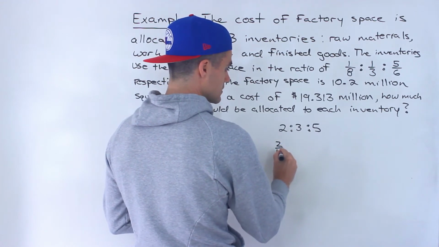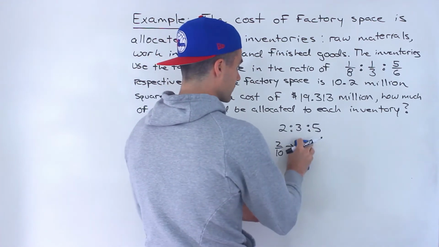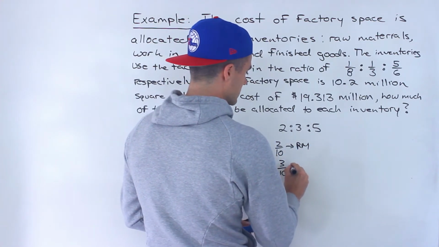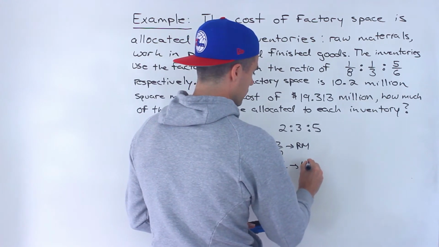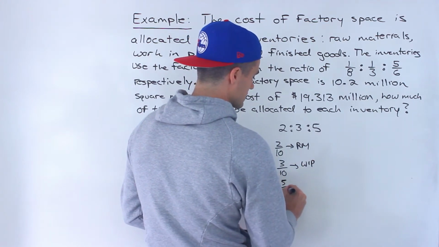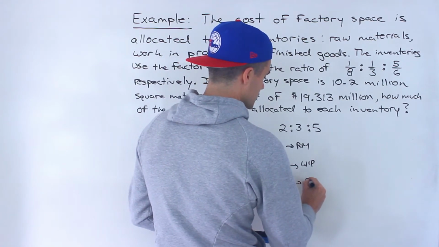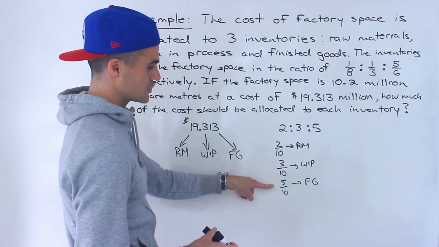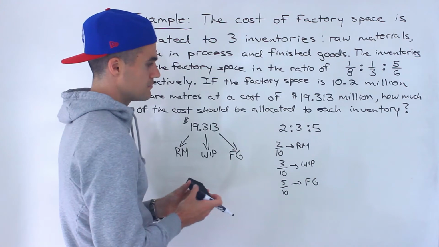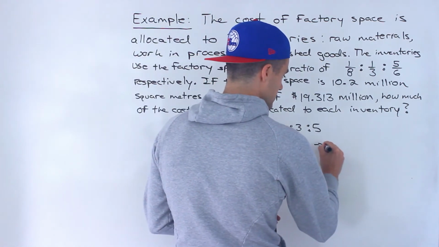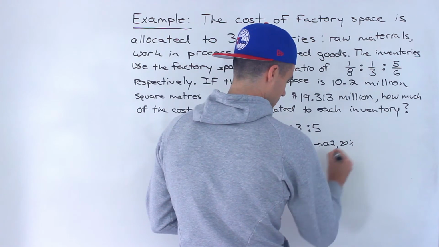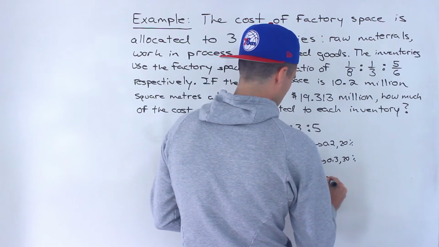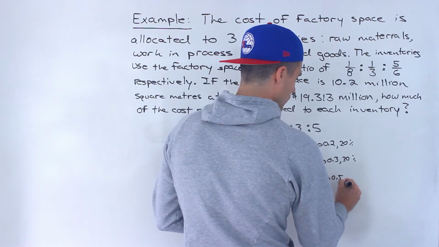So we'd have 2/10 for the raw materials, 3/10 for the work in process, and 5/10 for the finished goods. That's how we get the percentages. These could be in fractions or in decimals. Notice 2/10 is the same as 0.2 or 20%, 3/10 is 0.3 or 30%, and 5/10 is 0.5 or 50%.